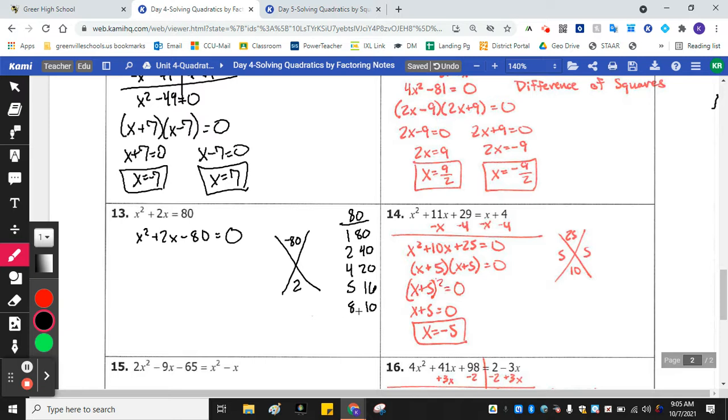The next number I'd try would be 9. That's not a factor. Next number I'd try would be 10. It's already in my factors, so that's why I know that list is complete. 8 has to be negative because we want a positive 2. So x minus 8, x plus 10 equals 0. Set both factors equal to 0 and solve.